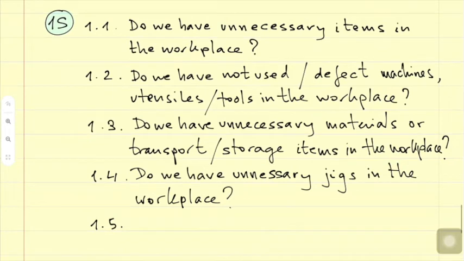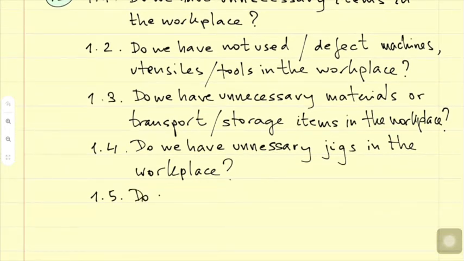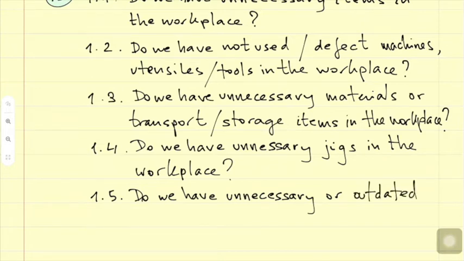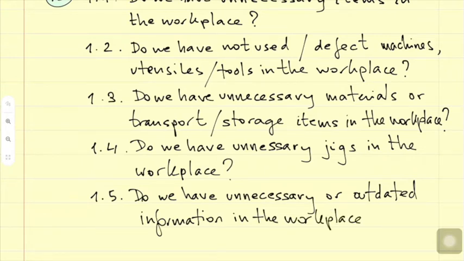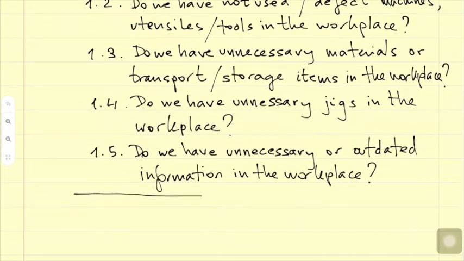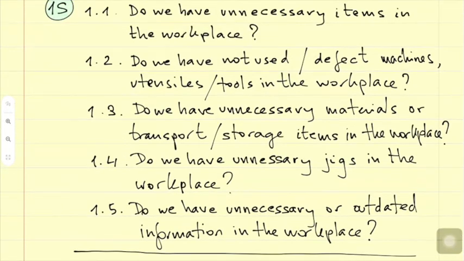1.5: Do we have unnecessary or old, outdated information in the workplace? Out of these 5 questions, we have a maximum of 50 points to be achieved in the first S.